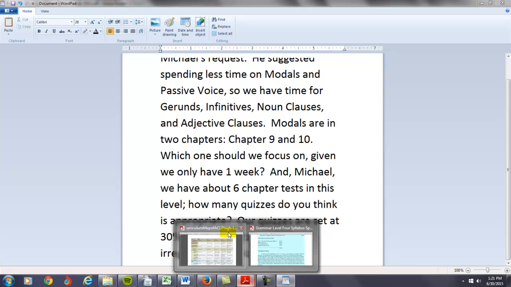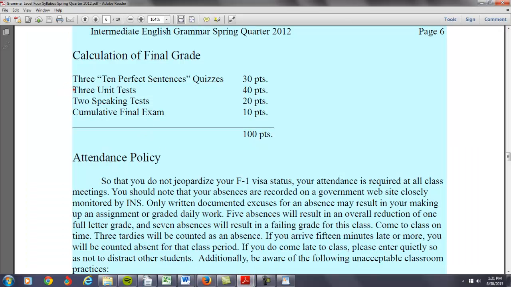So then, maybe instead of having 3 unit tests, you might have 4. So one of your unit tests focuses around passive voice and modals. Then another unit test focuses on the formation and use of noun clauses. Another unit test focuses around the formation and the use of adjective clauses. And then the final one can focus on using gerunds and infinitives. And hopefully that gives you more time that you can spend focusing around gerunds and infinitives in your class.